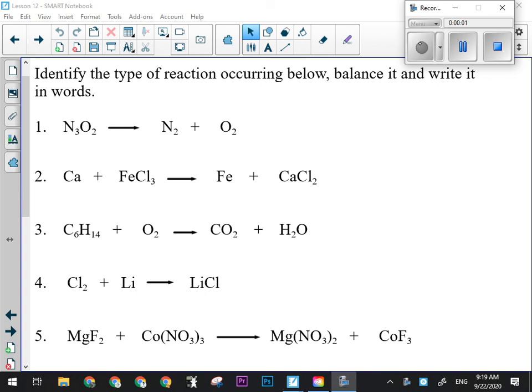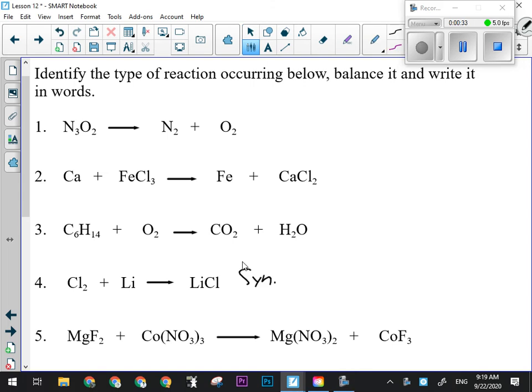Okay, so yesterday we went over chemical reactions. We went over the 5 types. The 5 types are synthesis. In a synthesis reaction, 2 elements combine to form a single compound. Do we have a synthesis reaction in the first 5 here on the board? Which one? Number 4 is a synthesis reaction.